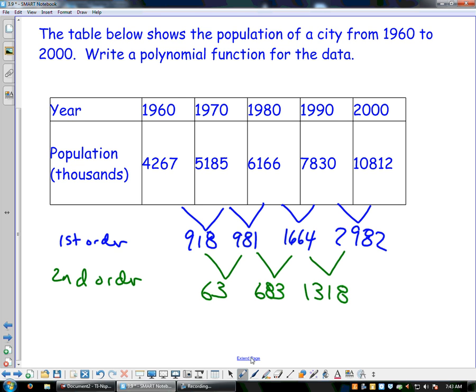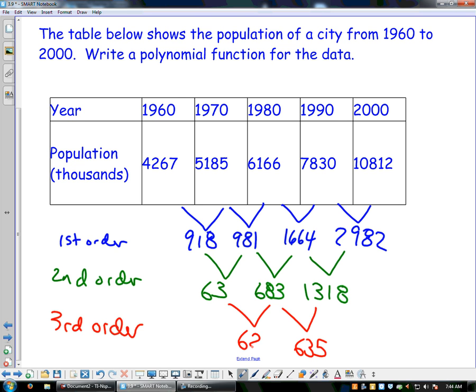So let's move on to try the third order differences. And I know I don't have very much data to work with, so I only have two subtractions to do. If I do 1,318 minus 683, I'm getting 635. And if I take 683 minus 63, I'm getting 620.